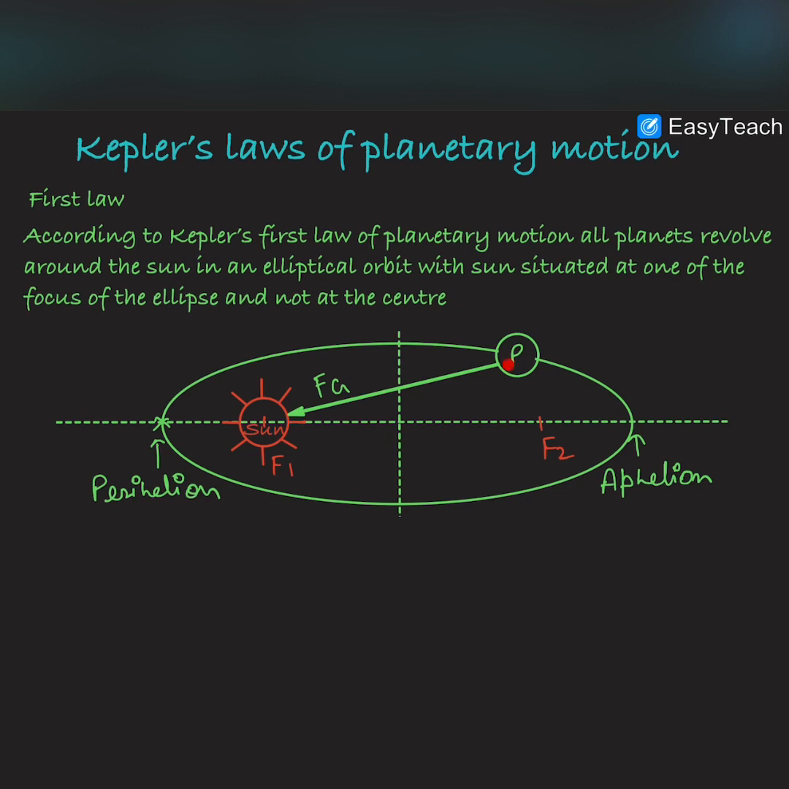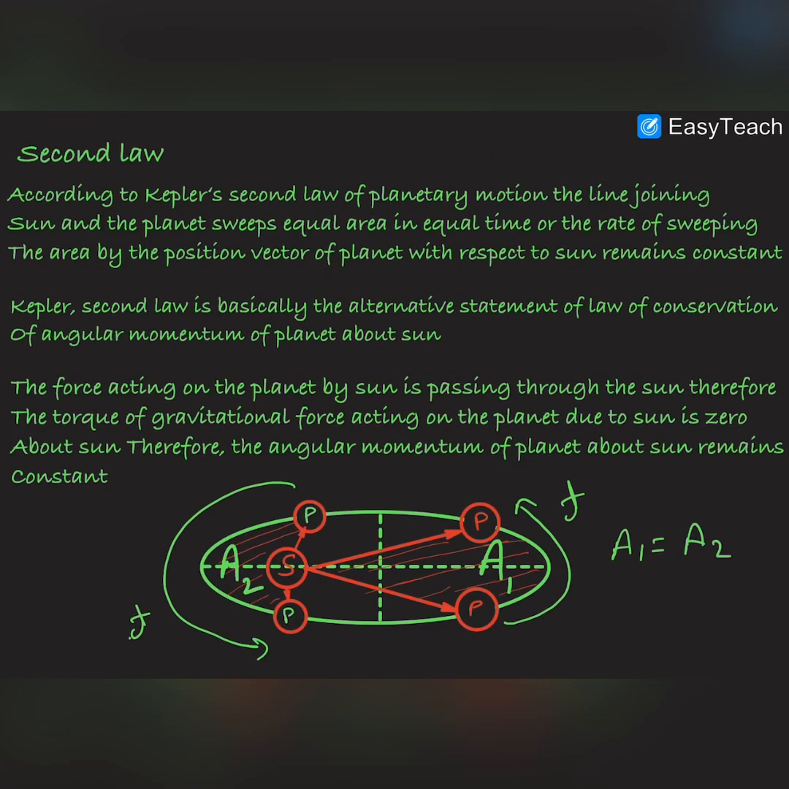This planet is being attracted by the gravitational force of the sun, and this is an elliptical orbit. The point nearest to the sun is perihelion, and the point farthest from the sun is aphelion. We will refer to these points as perigee and apogee later on. Now this is the first law of Kepler's, and let us discuss the second law.